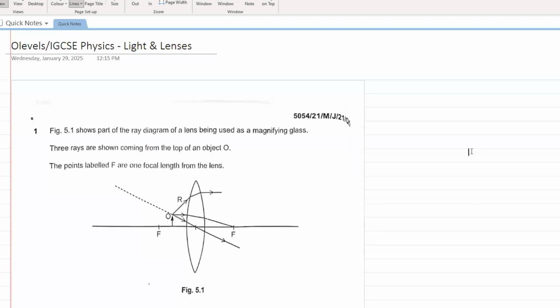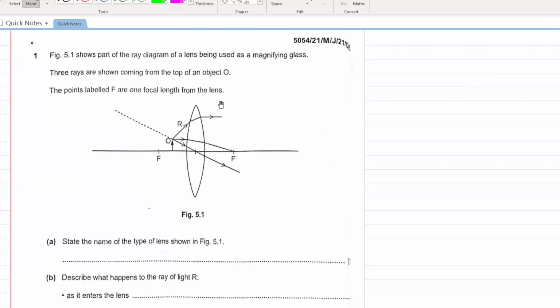Okay, students, so let's get started with past papers for light and lenses. These are theory past papers and are applicable for both O levels and IGCSE physics. So let's start with the first question.